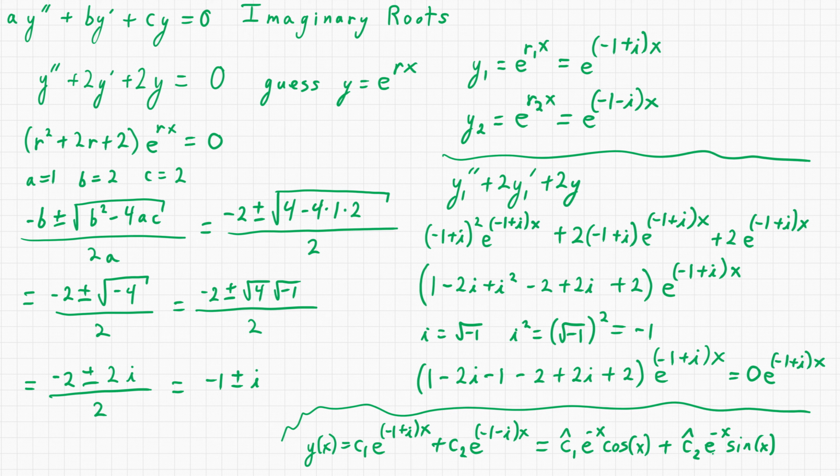But otherwise, if you do end up solving for the complex roots, in this case it was negative 1 plus or minus i, by the way, it'll always be of that form. It'll always be something like lambda plus or minus mu i. Then you can write out the actual solution that looks real instead of imaginary as this constant 1 times e to the negative x cosine x plus constant 2 times e to the negative x sine x.